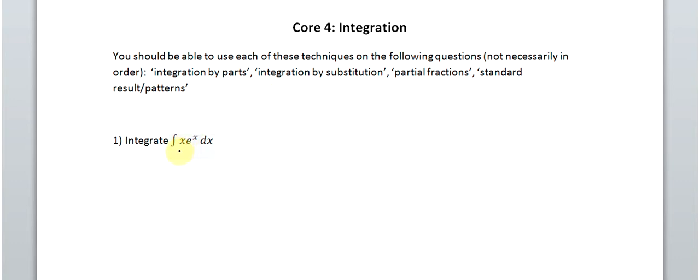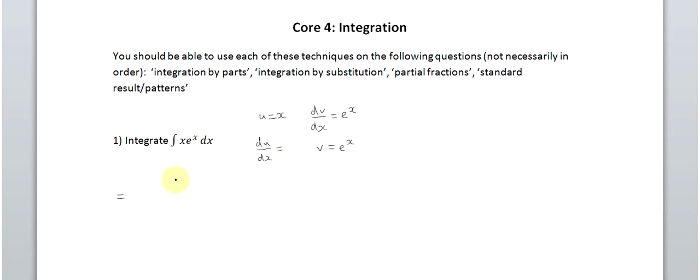This first problem is an integration by parts problem, so we just need to select our u, which in most cases is the x term, unless of course there's an ln in it, and the dv by dx is e to the x, which means that v is e to the x, and du by dx is 1.